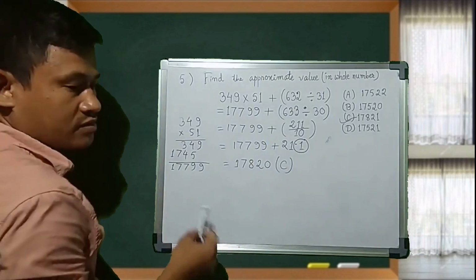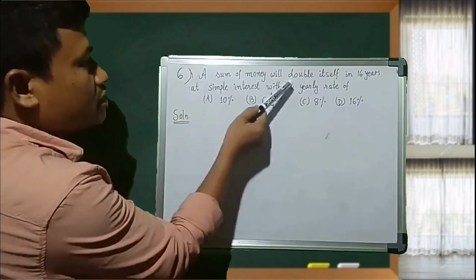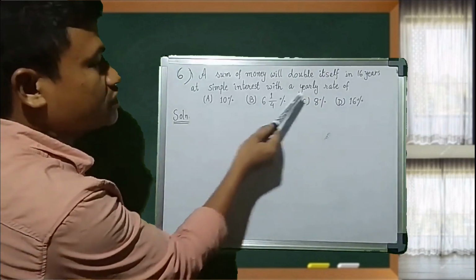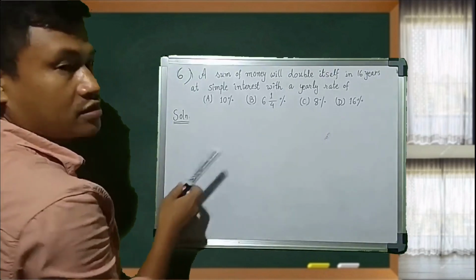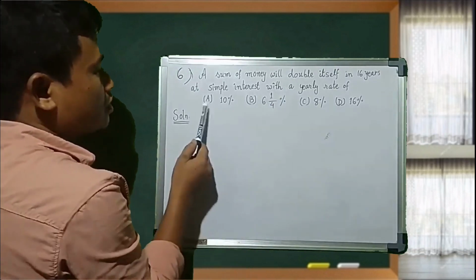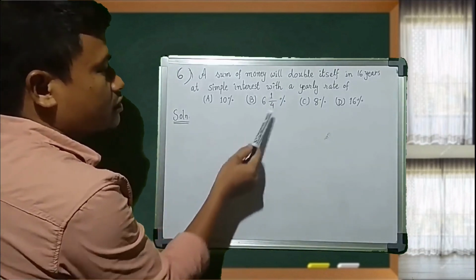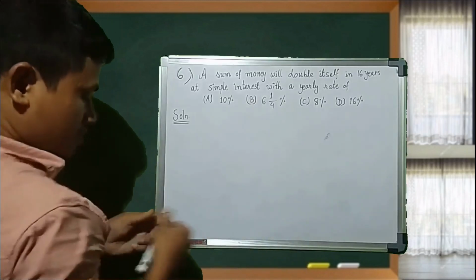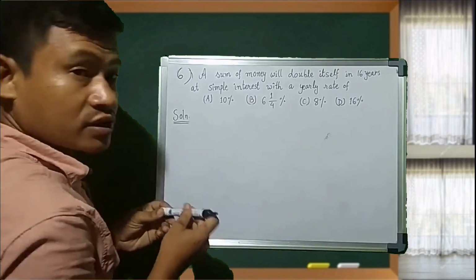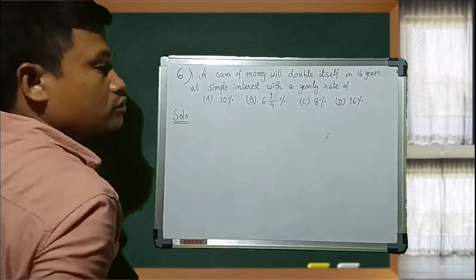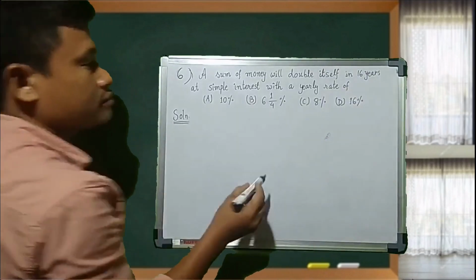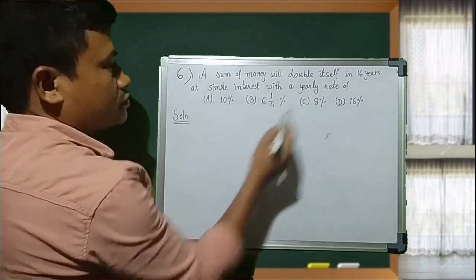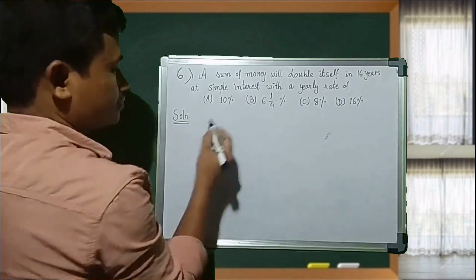Then the next question is question number 6. A sum of money will double itself in 16 years at simple interest with a yearly rate of, the options are given, 10%, 6 whole 1/4%, 8%, and 16%. So before going to solve this question, I would like to clear the concept of all these things to you.